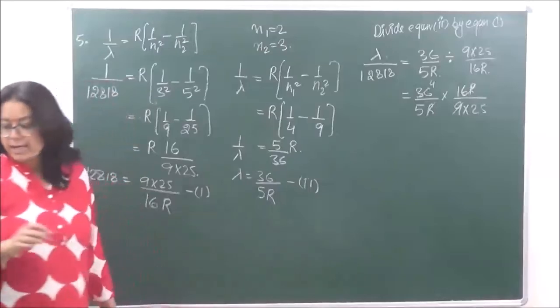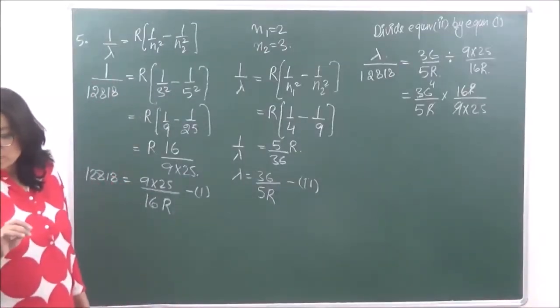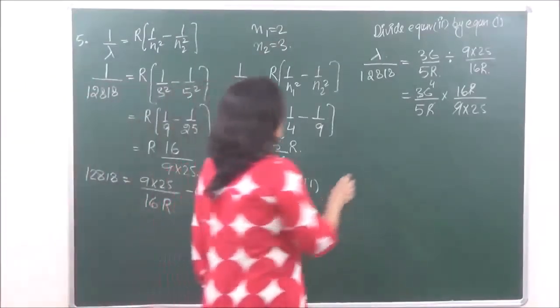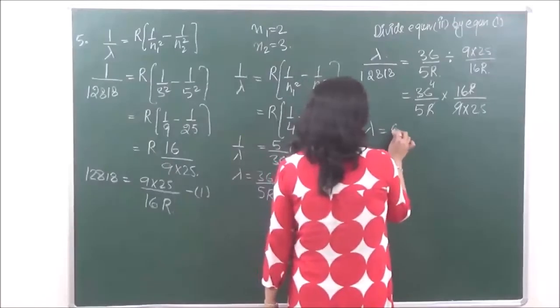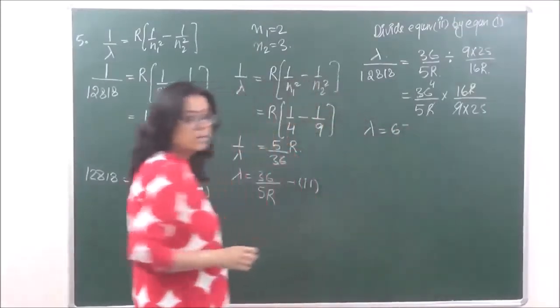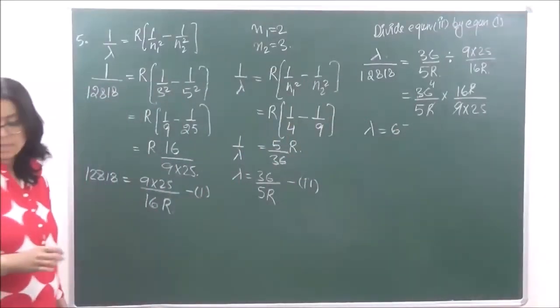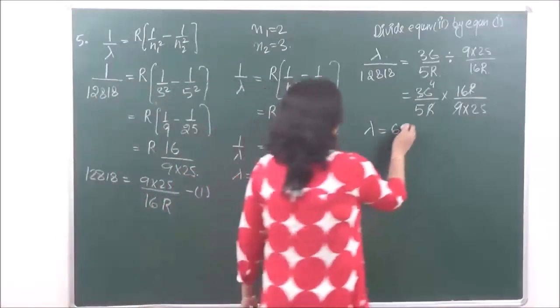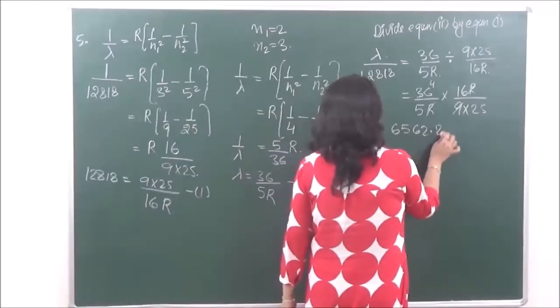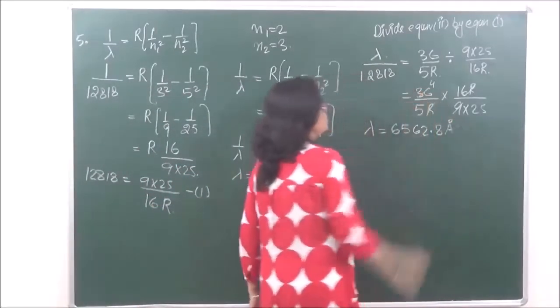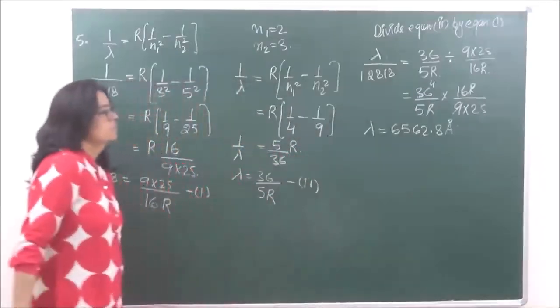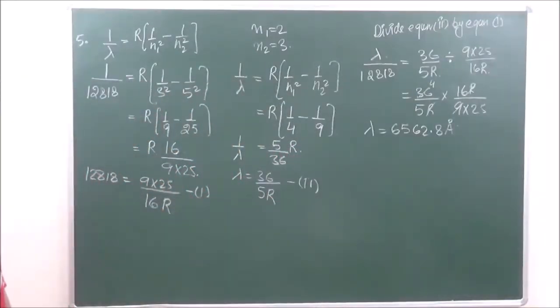So when we are calculating lambda over here, lambda comes equal to 6562.8 Armstrong. Clear? So this is how you were supposed to do this question. Then let's go on to question number 6.